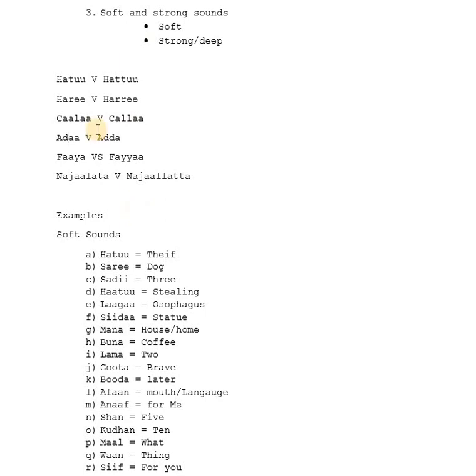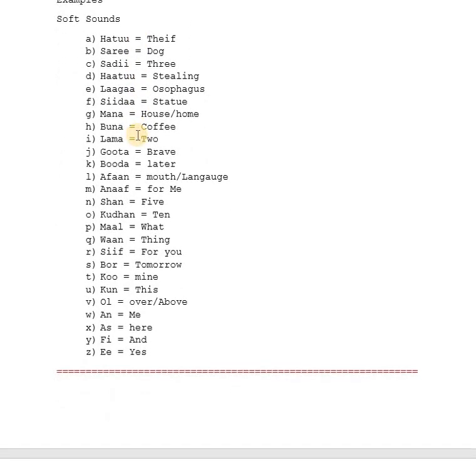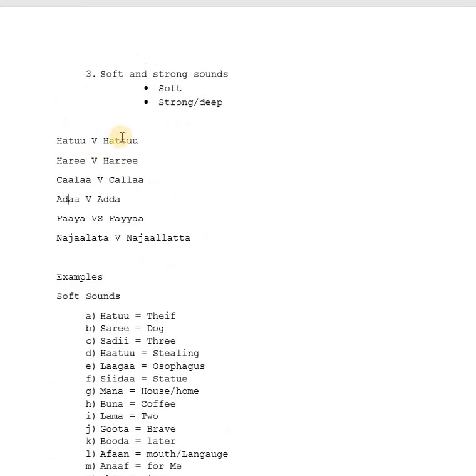But we will see these two in different videos. Most of the Oromo words, I can say, are soft, but there are very many strong sounds as well. But mostly we talk about soft sounds, and these are examples of soft sounds. We find no strong sounds here. The way we write it, if it is strong, we always double the consonant. We will come to that in the next video.